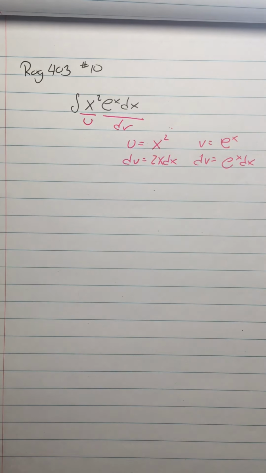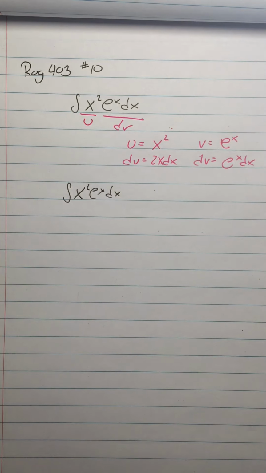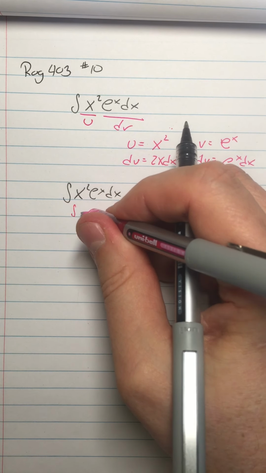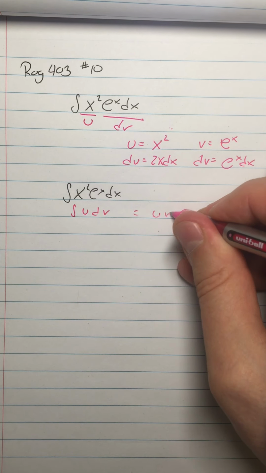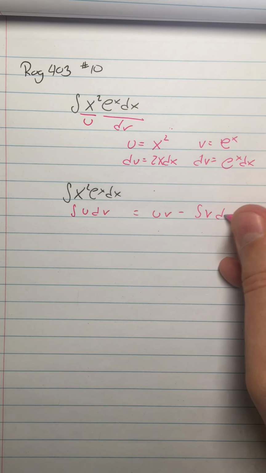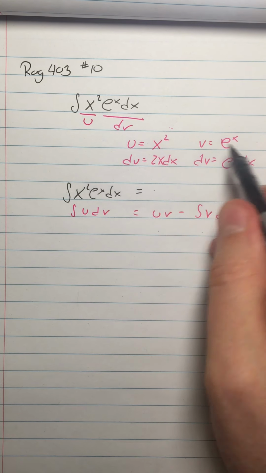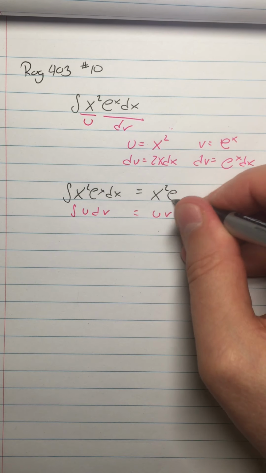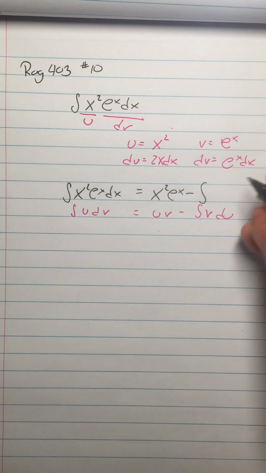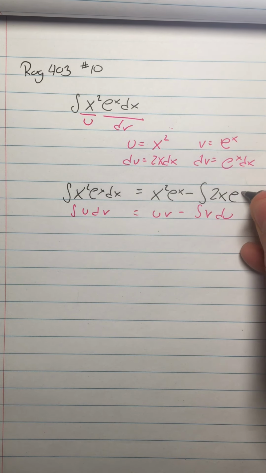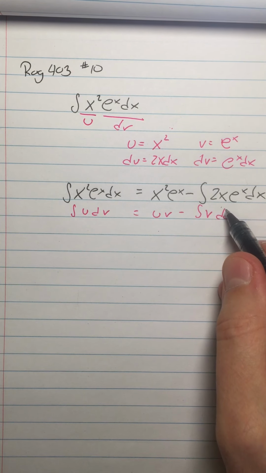And then rewrite the formula, rewrite the integral. I have the integral of x squared e to the x dx, and I'm going to be using the integral of u dv is equal to uv minus the integral of v du. So that is x squared e to the x is my uv, minus my integral of v du, which is e to the x times 2x dx. So I'm going to put the 2x first, e to the x dx. All right, now I've got another integral where I need to use parts again.